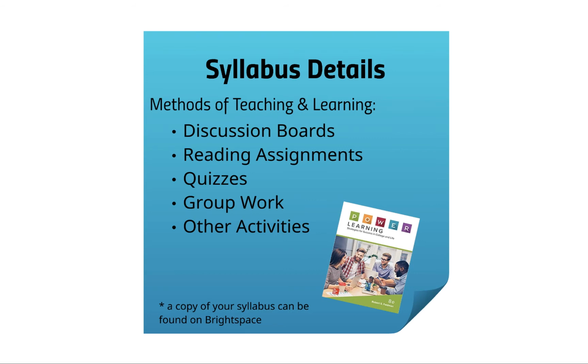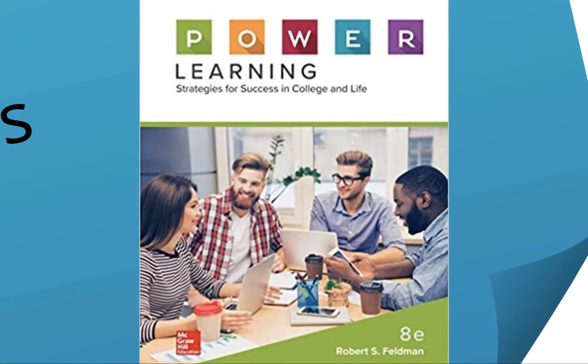The book that we will be using this semester is Power Learning, Strategies for Success in College and Life. Make sure that you have the 8th edition of the book. We will be using the McGraw-Hill access code that comes with the book. So make sure that if you purchase a book that you do have the access code to go along with that, or you have the option to just purchase the access code directly through McGraw-Hill and not have an actual copy of the book, but just use the online book copy. We can talk about that later if you want to get the book or just buy the online access code.